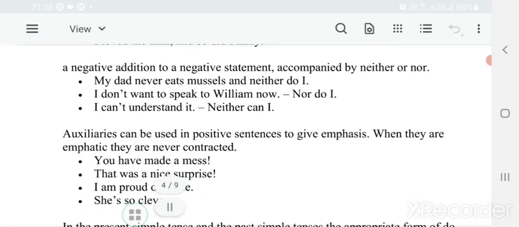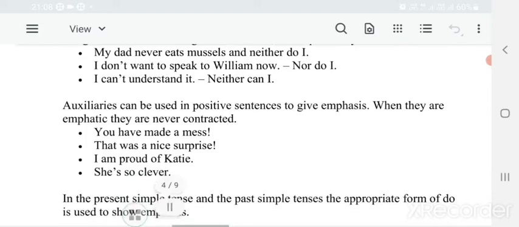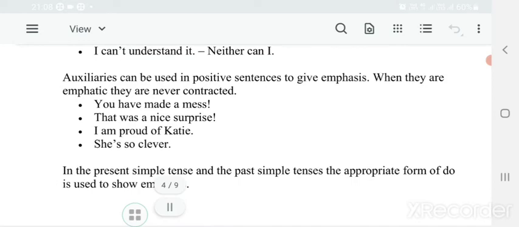In the next portion, a negative addition to a negative statement is also accompanied by neither or nor. For example, my dad never eats mussels and neither do I. Neither do I. The last portion of this sentence is again a sentence tag, and it also avoids repetition. I don't want to speak to William now, nor do I. I can't understand him, neither can I. So all these are the various uses of auxiliaries.